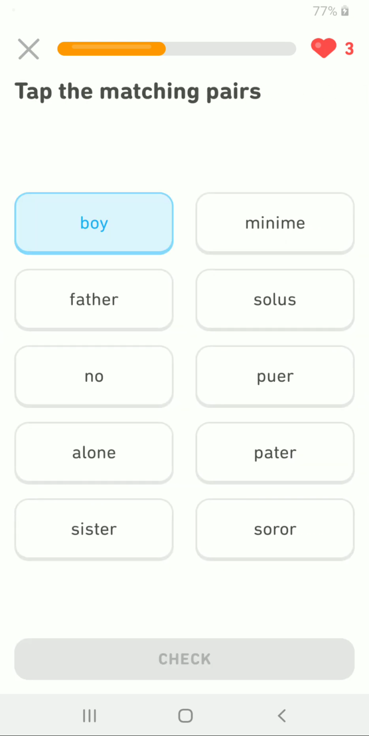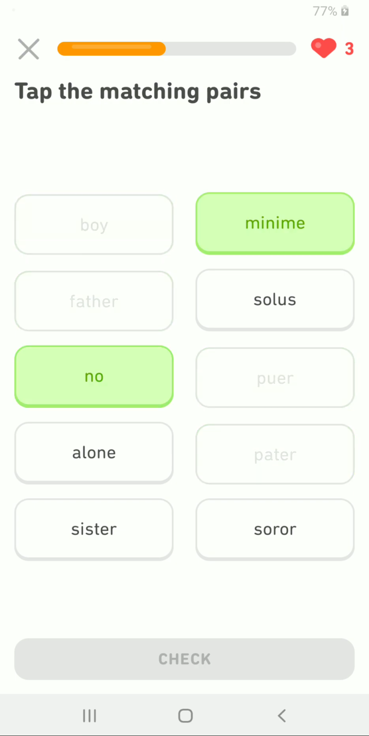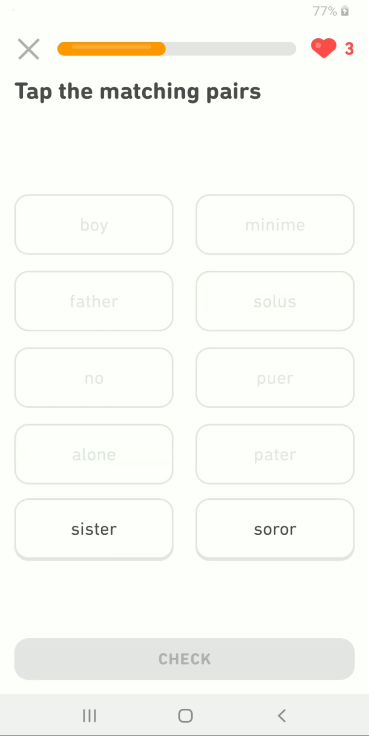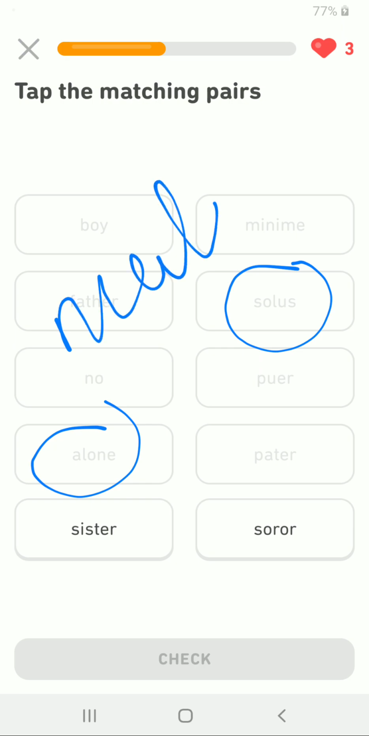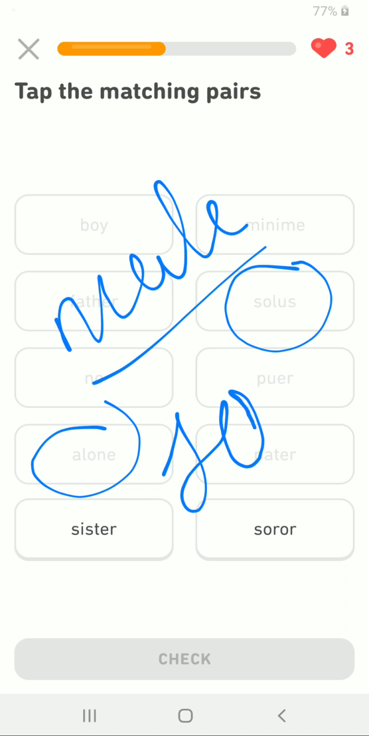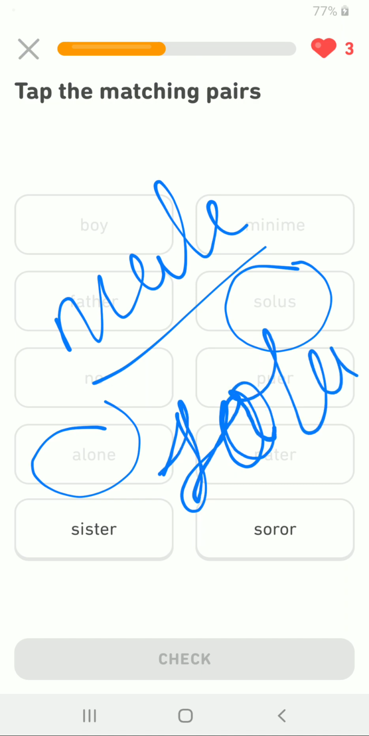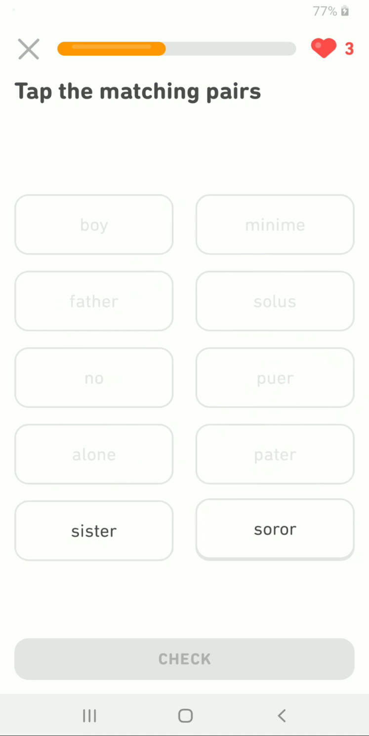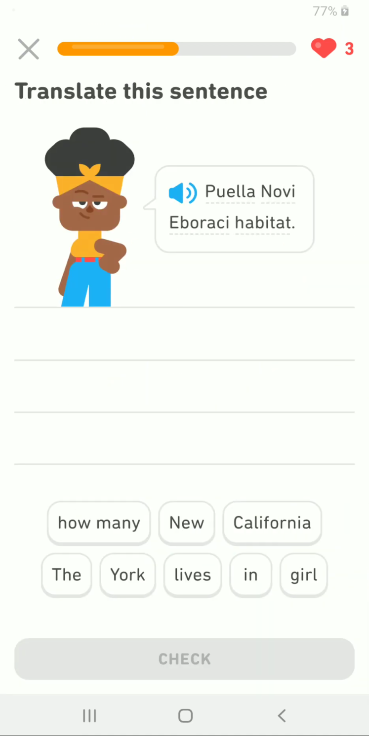So boy, puer. Pater. Minime. Solus is for a man, so it's male, and if it would be a girl, it would be sola. Sister is soror. We know this.